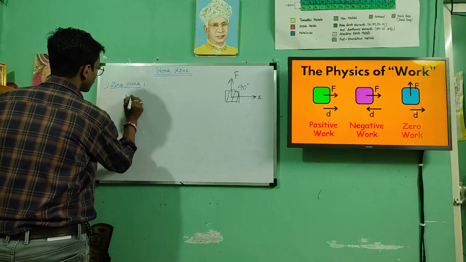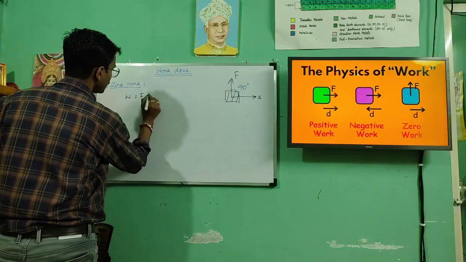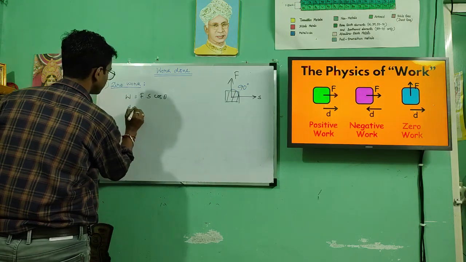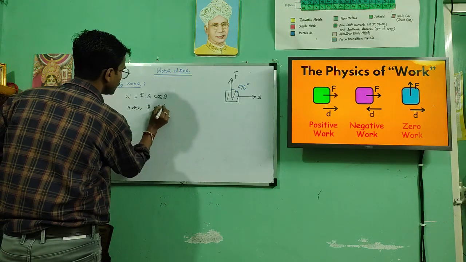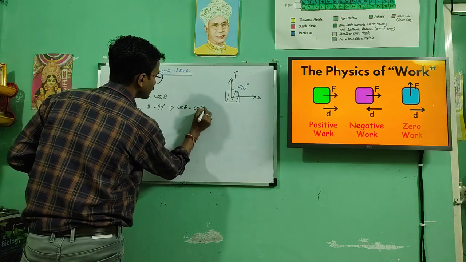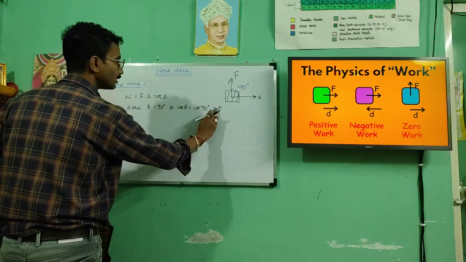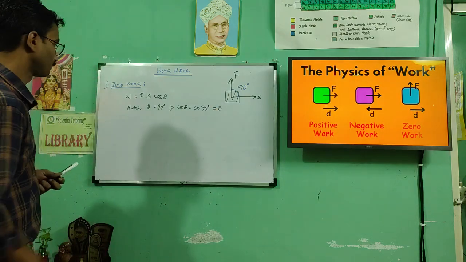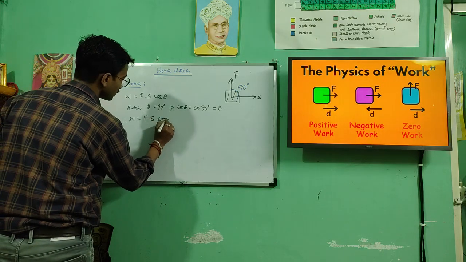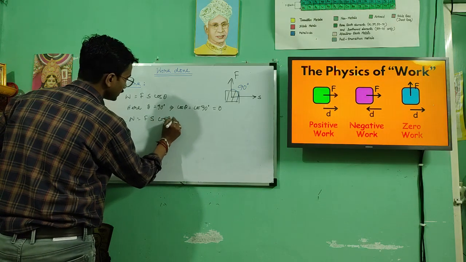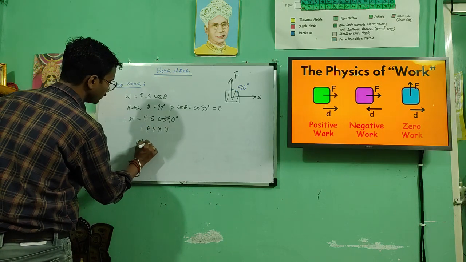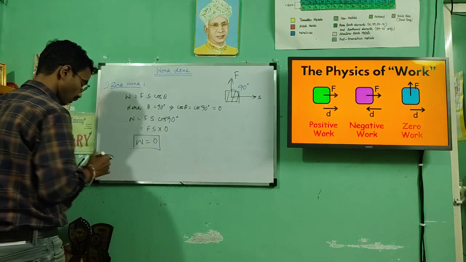Then see, work done will be Fs cos theta. Here theta equals 90 degrees, which implies that cos theta equals cos 90 degrees, which is 0. The cos 90 degrees is 0. Therefore, W equals Fs cos 90 degrees, equals Fs into 0. Therefore, we get W equals 0. This is called zero work done.